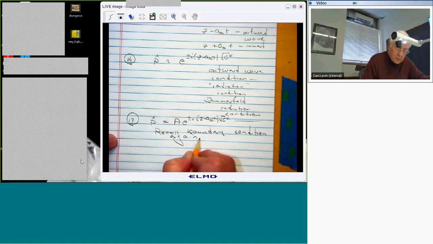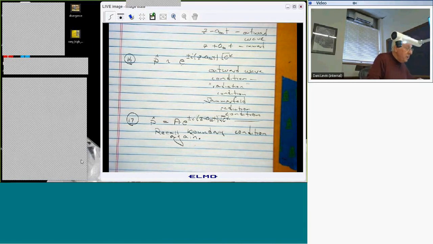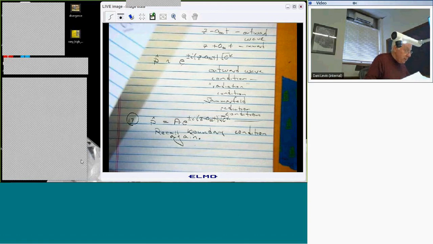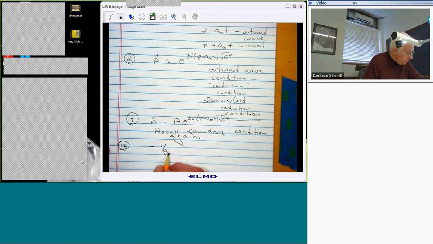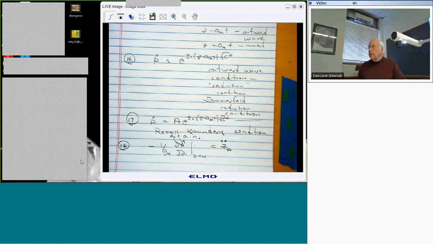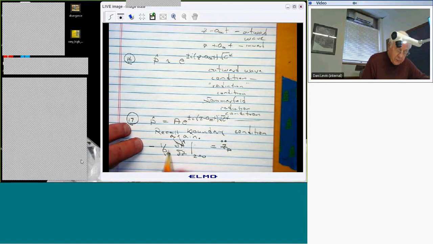Where were we? A few pages ago. This is equation 12. Minus 1 over rho infinity dp hat dz at z equals 0 equals zp double dot. Right? That's what we had. So let's compute the dp hat dz now.